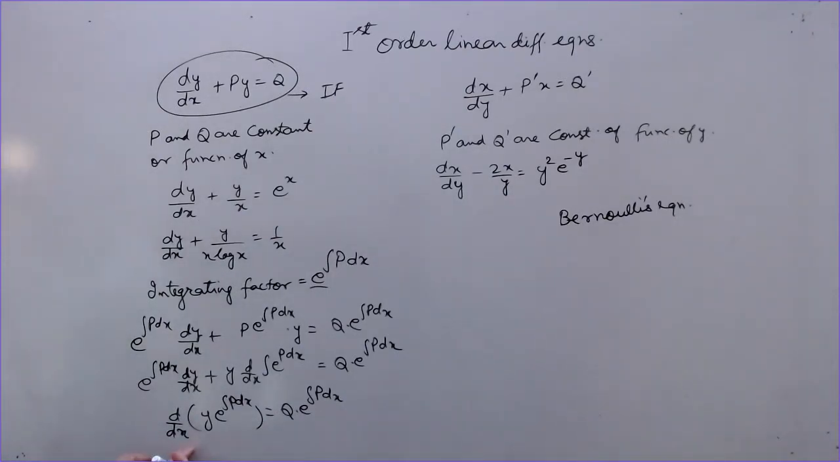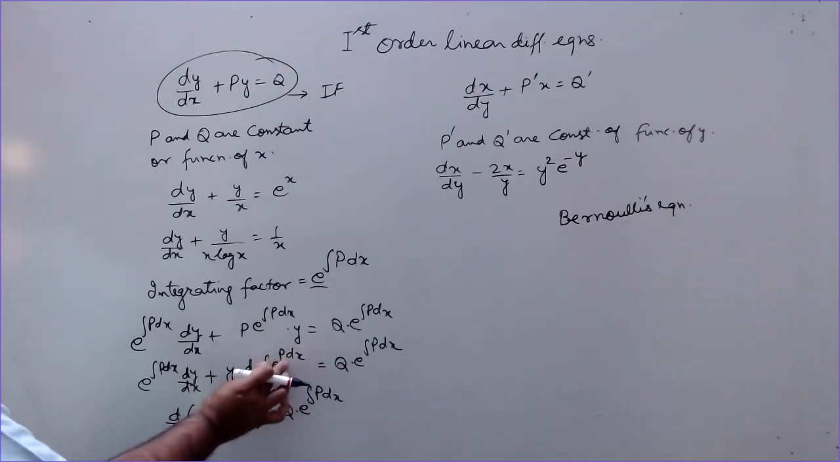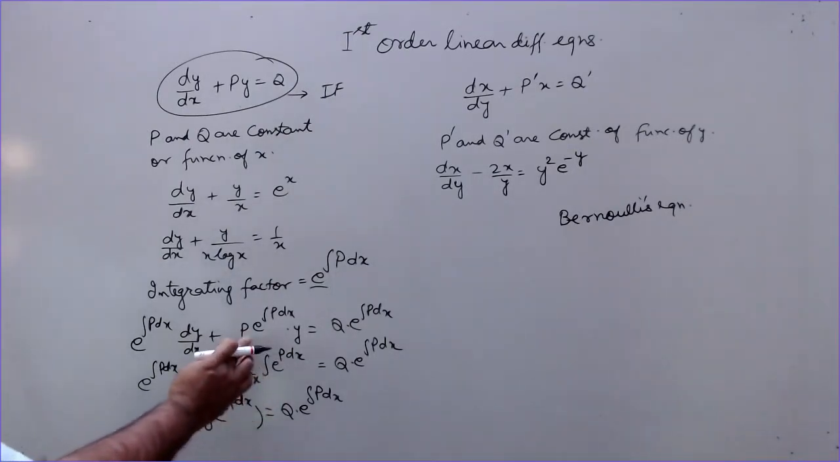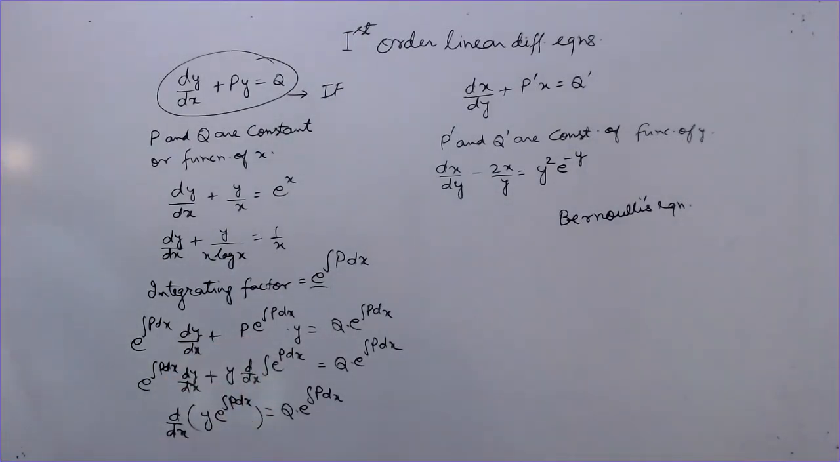So if you take the differential of this, this is done by the product formula: dy by dx into this first function, plus y, the second function, into the differential of this. So e to the power integral p dx will be as it is, d by dx of this, and d by dx of the integral of p. So this is how you can write this. So p will come out as we have written here.